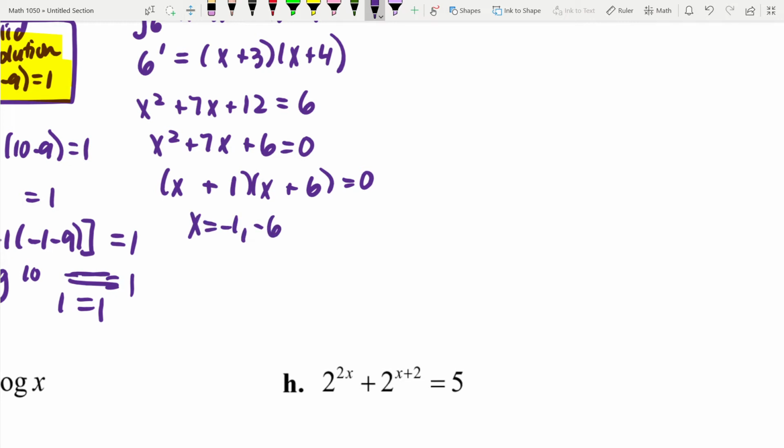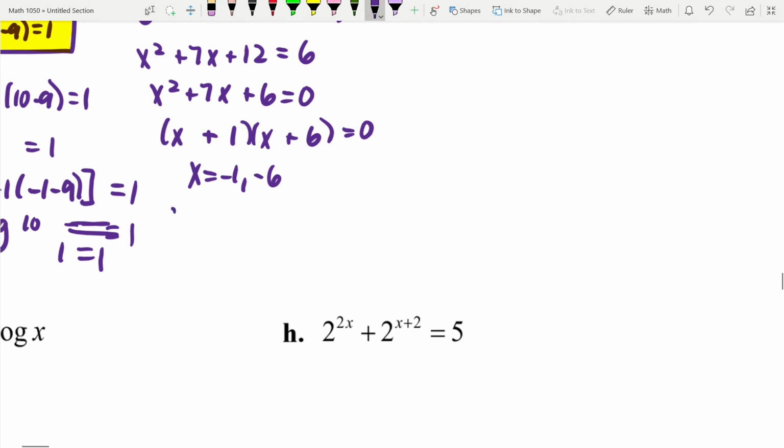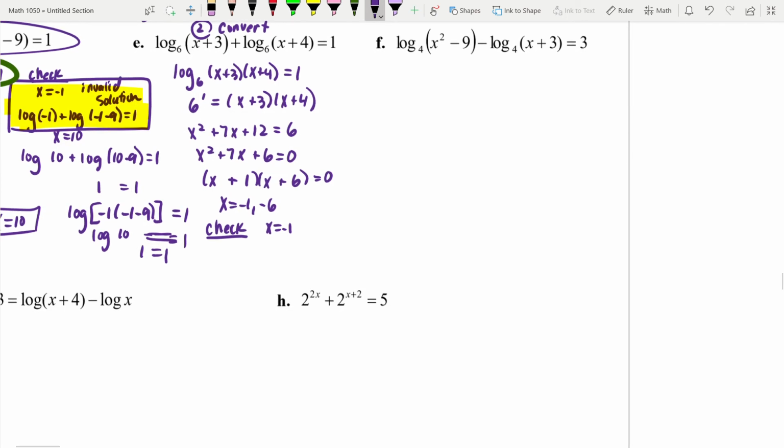I have a question. Just because the solution is negative, does that mean that it won't work? Tell me. It does not mean that. Does not mean. Okay, everybody write the word check. And then I'm going to go x equals negative 1. Okay, at the top, go log base 6 of negative 1 plus 3 plus log base 6 of negative 1 plus 4 is equal to 1.